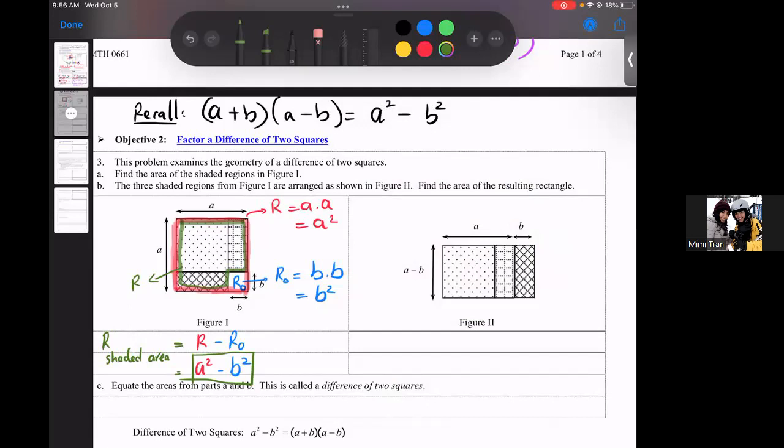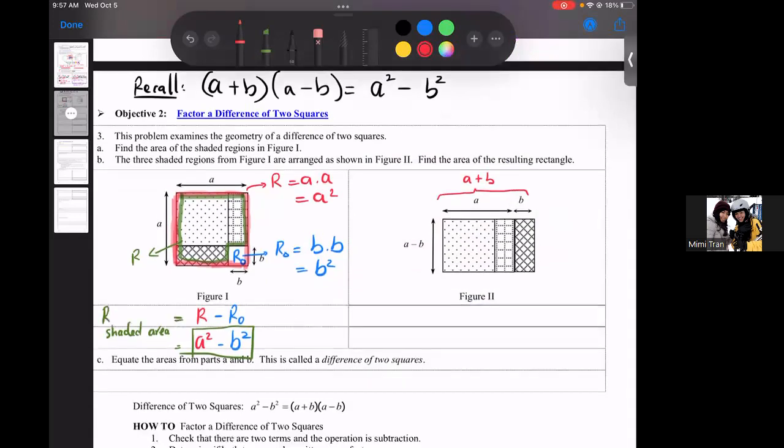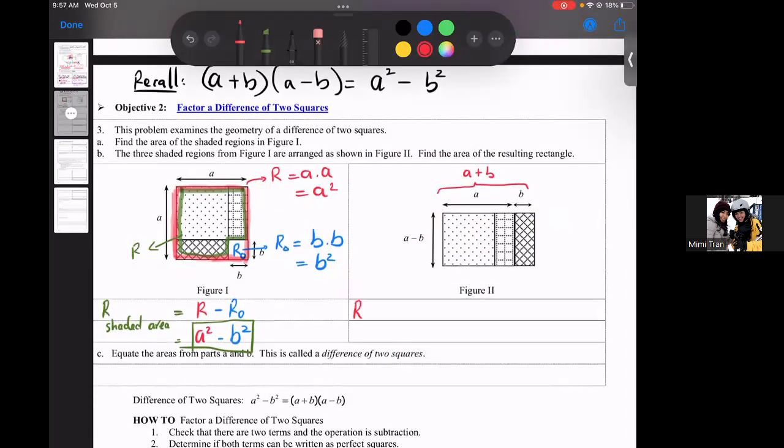Let's see if we can use geometry again to figure it out. Is it true that a squared minus b squared is equal to a plus b times a minus b, using geometry? So we agree that the length of this one right here is a plus b, and the side one is a minus b. What is the area of a rectangle? The whole thing. The area of the big rectangle is length times width. Length is a plus b, width is a minus b.